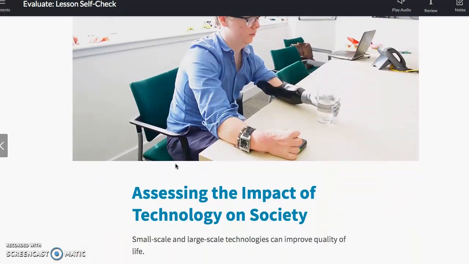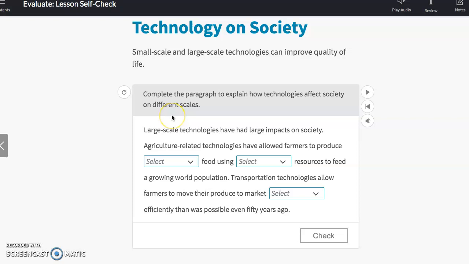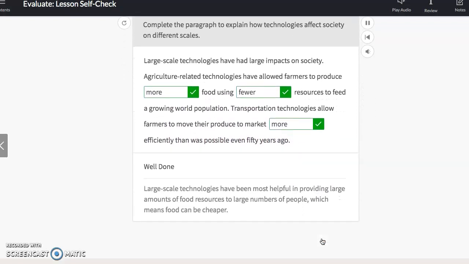As we move on, we're talking about prosthetics. Remember the prosthetic limb. Assessing technology on a large and small scale. Large-scale technologies have large impact on society. Agriculture and crop-related technologies have allowed farmers to produce more food using fewer resources to feed a growing world population. Transportation technologies allow the farmers to move their product to market a lot faster and a lot more efficiently than was possible 50 years ago.